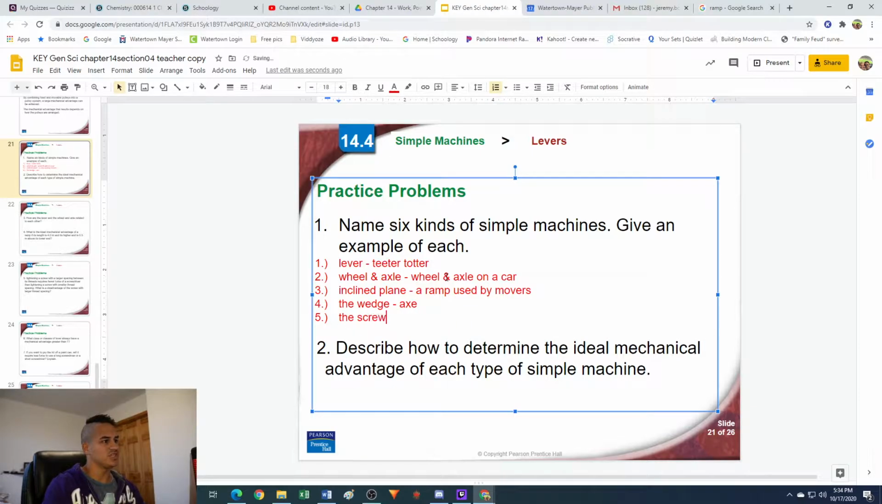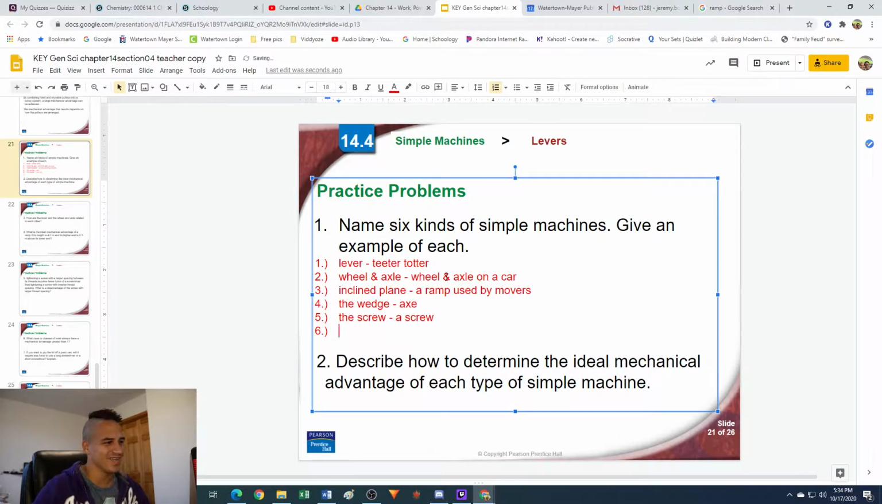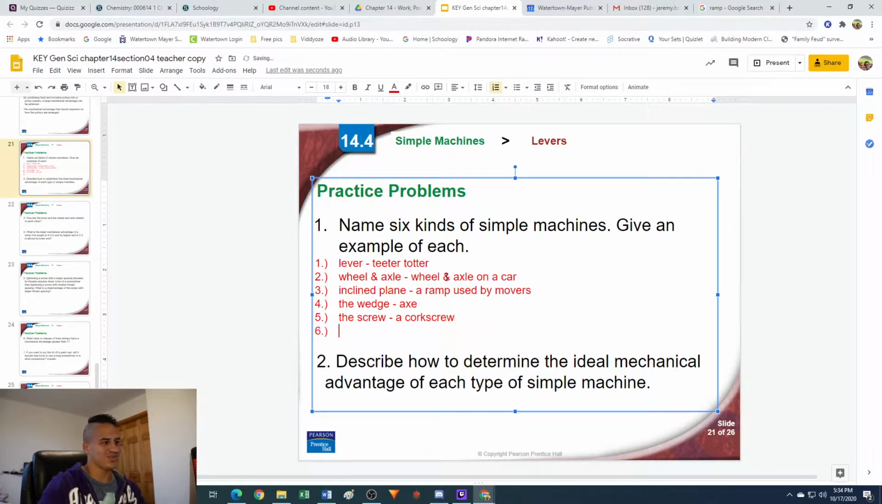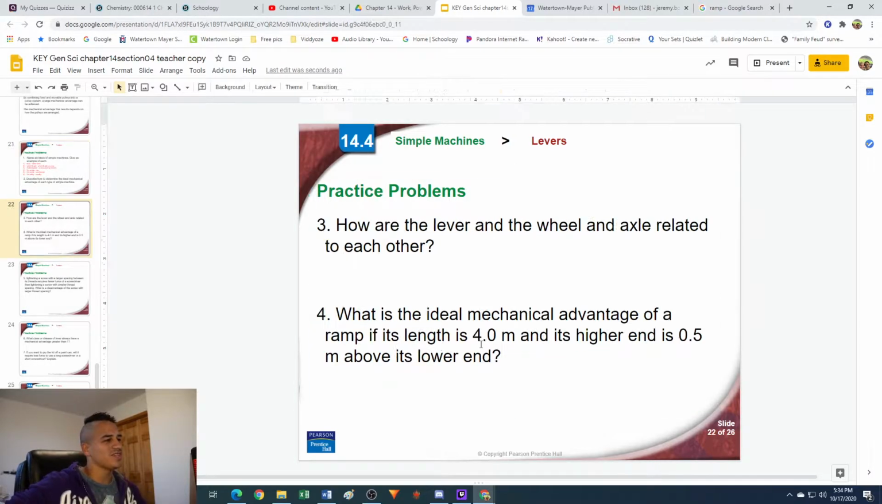Number 5 we had was the screw. I don't know a good example on that one other than, I guess, a corkscrew. How about that? Obviously, a screw is a screw, but a corkscrew. There we go. And then number 6, the last one, was the pulley. An example of a pulley would be a pulley. Obviously, some of these are kind of self-explanatory. But anyway, so those were the 6.